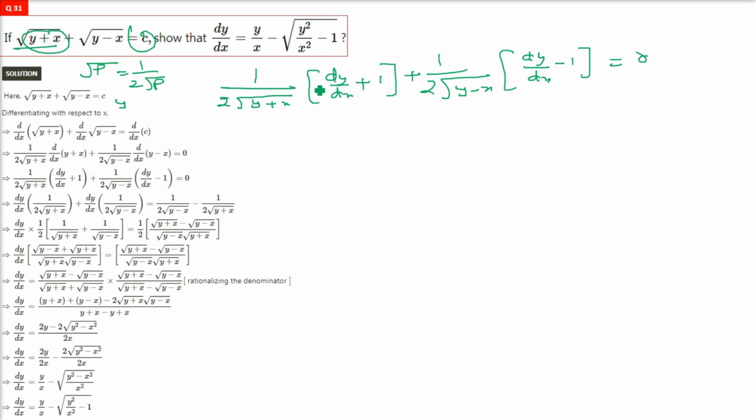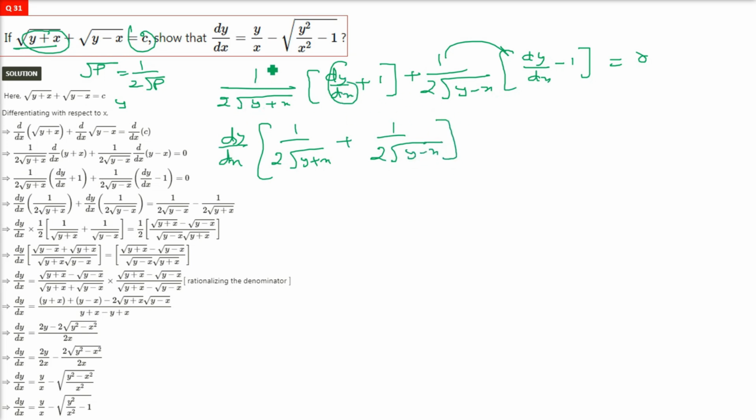Now I just visualize and imagine that I've already multiplied this inside and I'm taking dy by dx common. So when we take dy by dx here, 1 by twice of under root y plus x will come. This one, when you multiply with dy by dx and take dy by dx common, what will be the result? 1 by twice of under root y minus x. What will be remaining? Already dy by dx is done, so multiplication of this with 1.